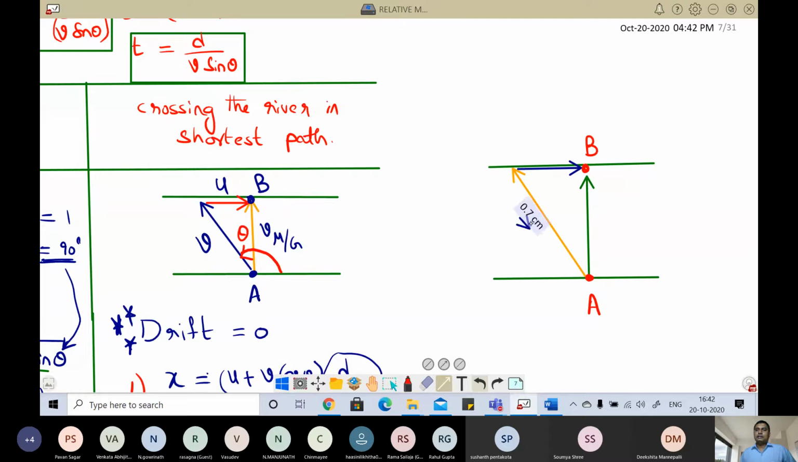This is called V, my effort. This is called U, and this is called the velocity of man with respect to ground. Now see here. Let us say I take this angle as some alpha. Now I'll resolve this one into two components, that means V cos alpha and V sin alpha.